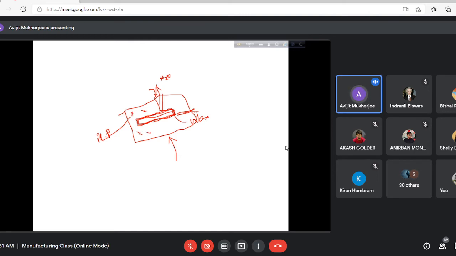And what is the advantage? After breaking, you just wash it using clean, fresh water, and then your job will be prepared. So this is the lost wax process. Dokra casting is something like this.